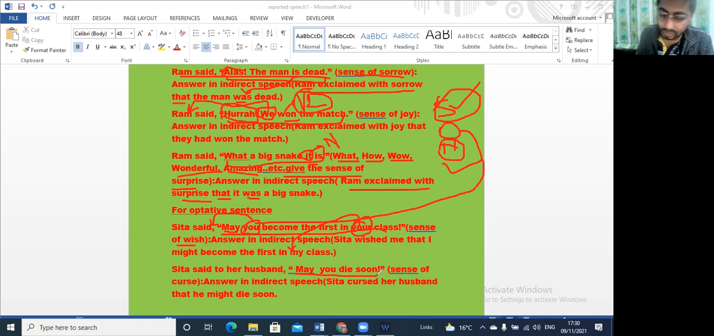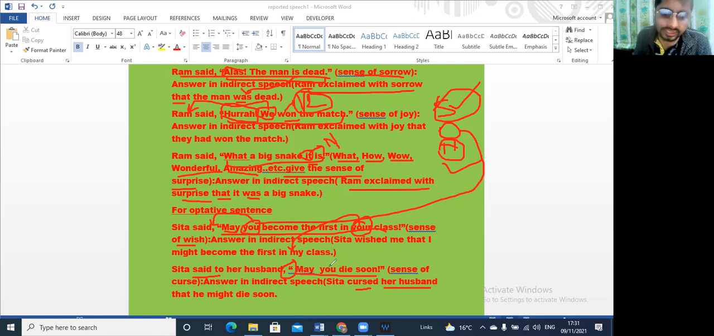May you die soon. What kind of sense can we perceive from this reported statement? A sense of curse. Sita now said to is changed into cursed. Sita cursed her husband. Now, comma inverted comma is replaced by that. Sita cursed her husband that he now may, may is changed into might.